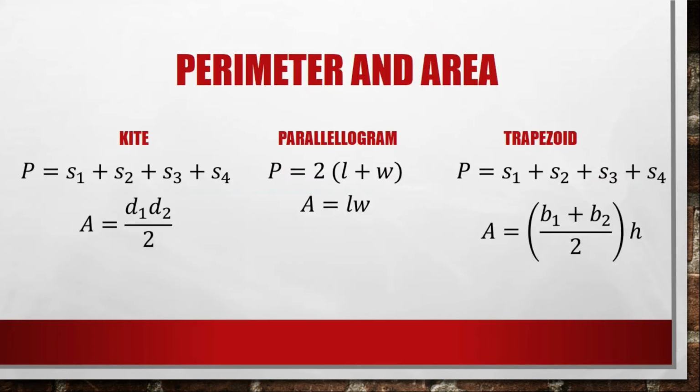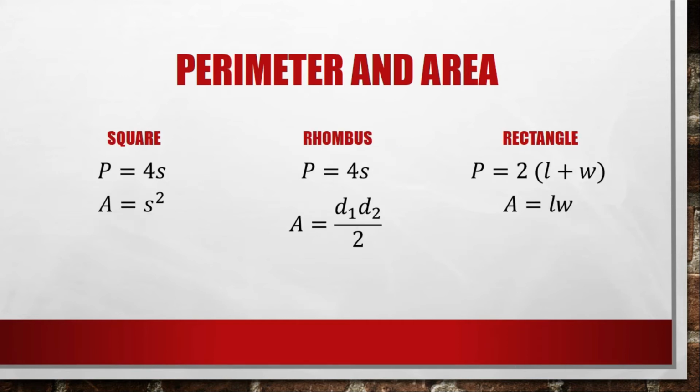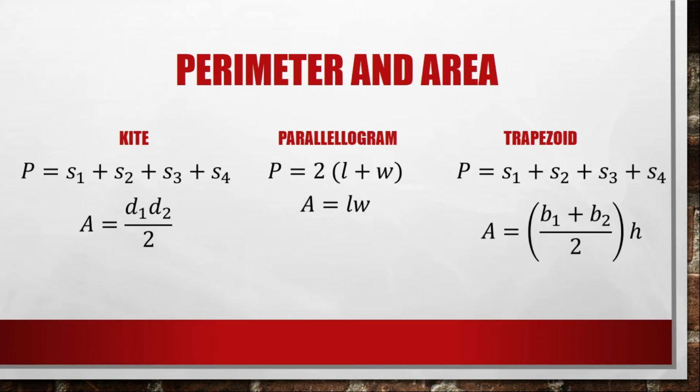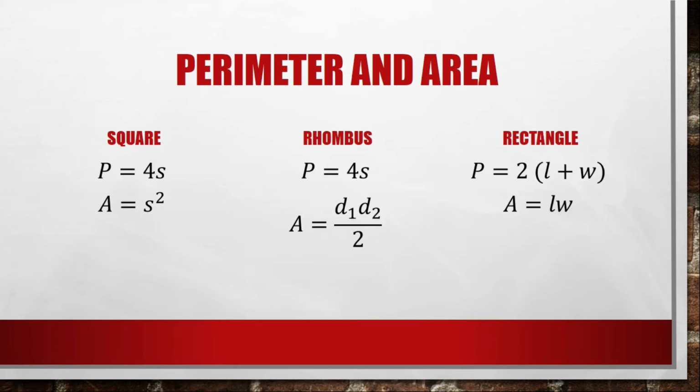So, we can now proceed with the perimeter and area. So, these are also the formulas for the perimeter and area of kite, parallelogram, and trapezoid. Also, these are the formulas for the perimeter and area of square, rhombus, and rectangle. By the way, S stands for sides, L stands for length, W stands for width, D stands for diagonals, H stands for height, and B stands for base. Yan.